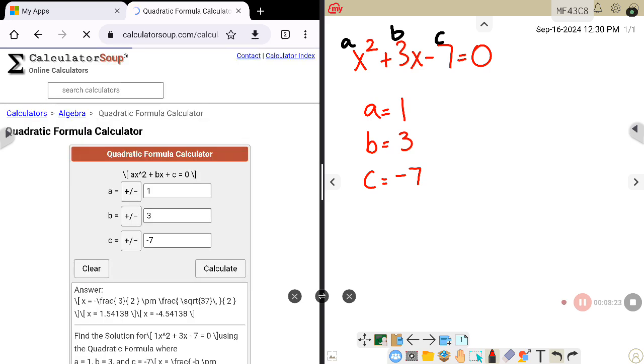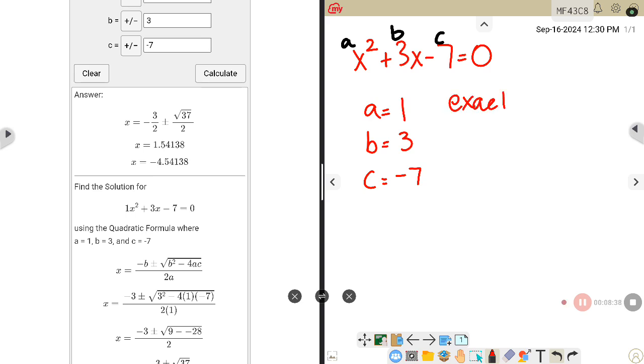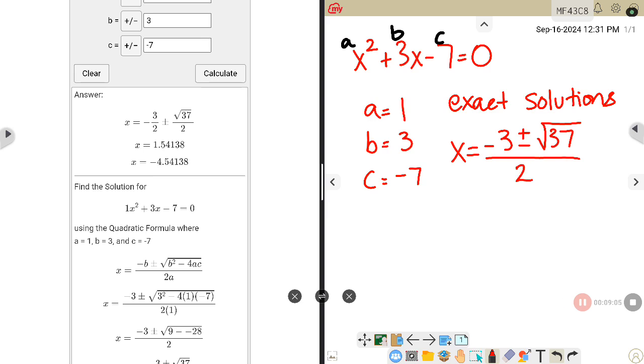So on this one, I will write the exact solutions and the approximate solutions. I'm even going to make it a little bit easier than how they have it. The exact solutions are x equals -3. Since the denominator of both of those fractions is 2, I can just make it one fraction with that common denominator. So I have -3 plus or minus the square root of 37 all over 2. So those are going to be your exact.